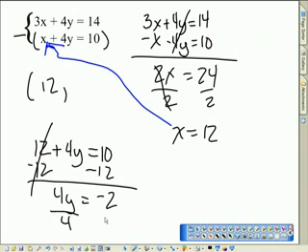Divide by 4. Now, do I actually have to divide? No, that's a fraction, right? So I'm going to reduce it. You could divide, you get negative 0.5, which would be fine. I don't care if you put it as a decimal or a fraction. Negative 1/2, which is the same as negative 0.5. Either way is fine.